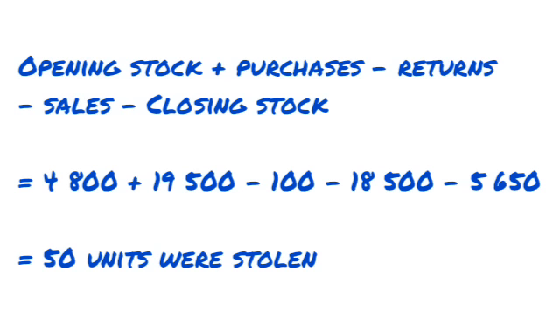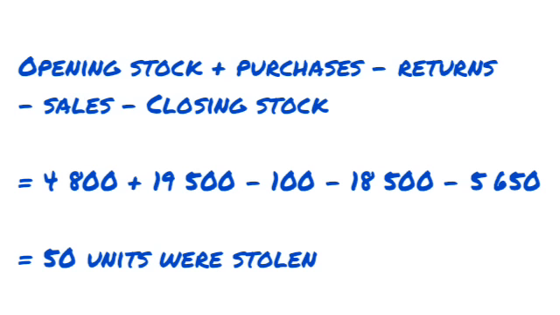I add to it purchases of 19,500. I minus my returned units. They were 100 units. I minus my sold units. Remember, they said there were 18,500 units that were sold for 75 rands. So that's minus my units sold. And then finally, I'm going to minus my closing stock.